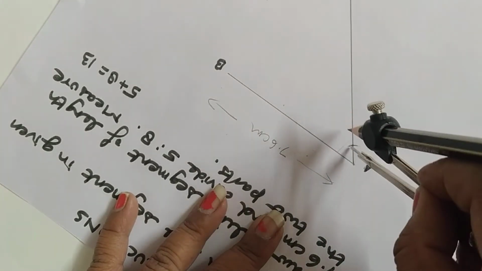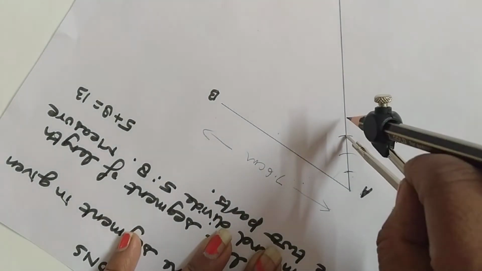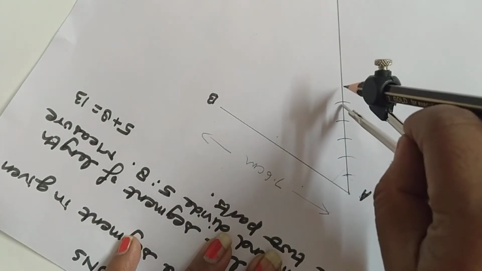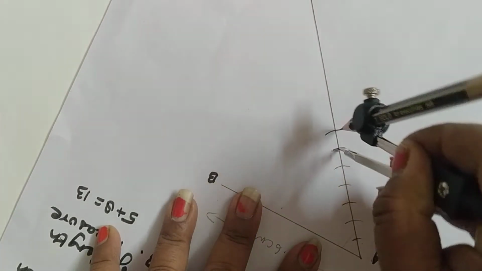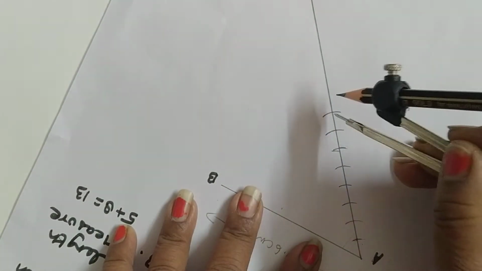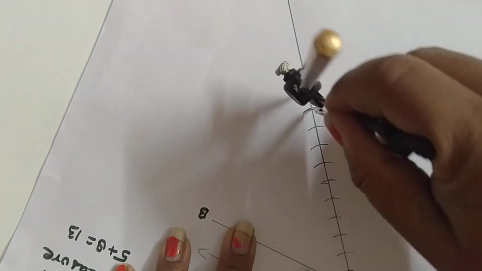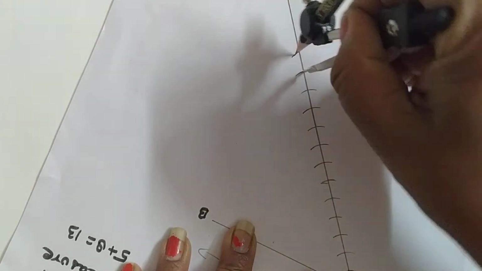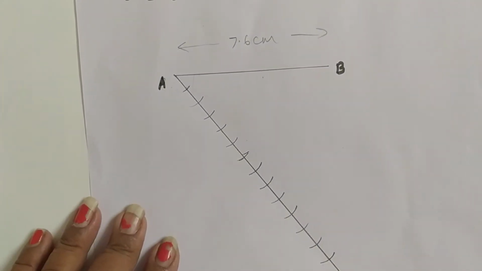Yes, 1, 2, 3, 4, 5, 6, 7, 8, 9, 10, 11, 12 and 13. Now we have to give names to all the parts that we have got.